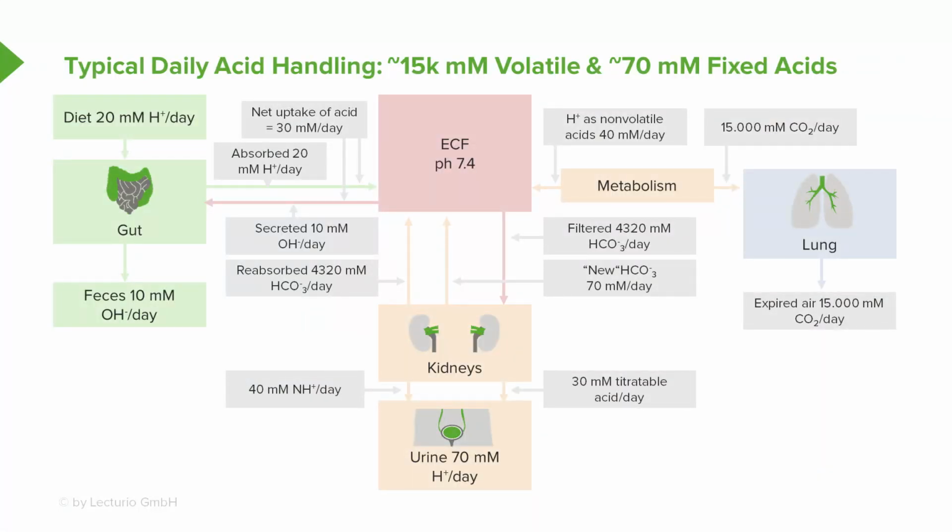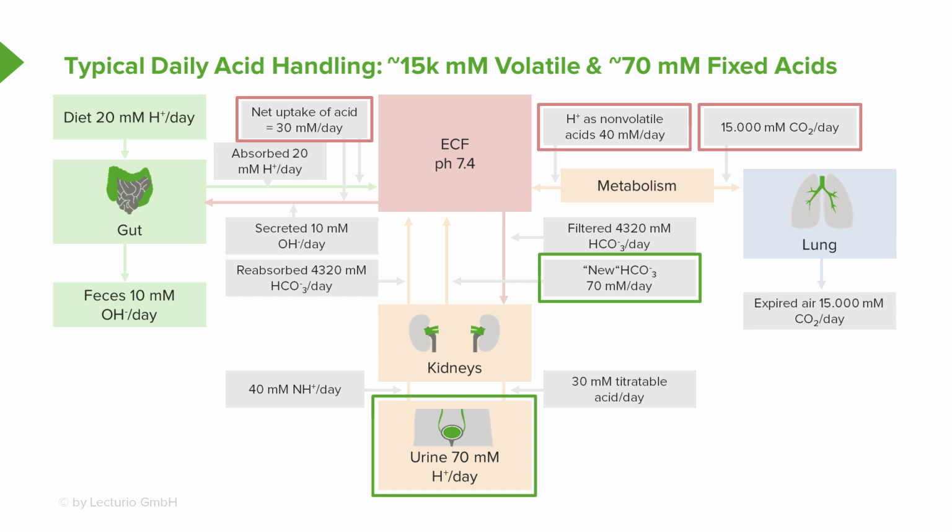As you put all the pieces together, know that the GI system is involved, but it gives you only a minor amount of the non-volatile acids. Metabolism gives you the most non-volatile acids. And then the 15,000 millimoles of volatile acid, the lungs just take care of. So we don't have to deal with that to a great extent because so much is being taken care of by the respiratory system. You urinate out 70 millimoles of hydrogen ions, which is the sum total from metabolism and the gut.